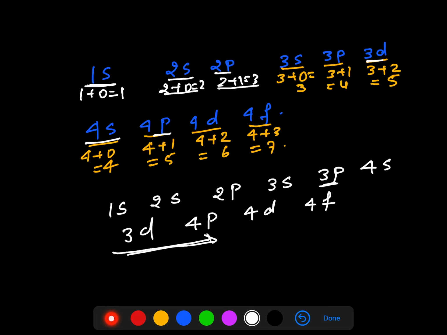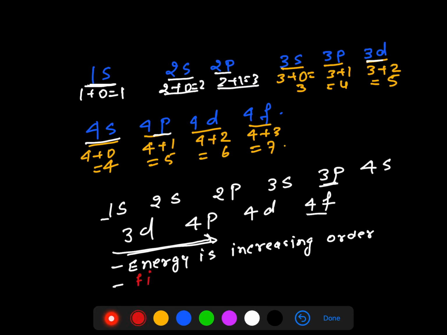If you go from left to right, from 1s till 4f, we see that energy is increasing, right? So this is the increasing order of energy of these subshells. So the same will be the order of filling of electrons. First we'll fill 1s to its capacity, then we'll move to 2s and fill it to its maximum capacity, then the next higher energy subshell 2p, then 3s, then 3p, then 4s. Just follow this order, right? So this was Aufbau's principle.